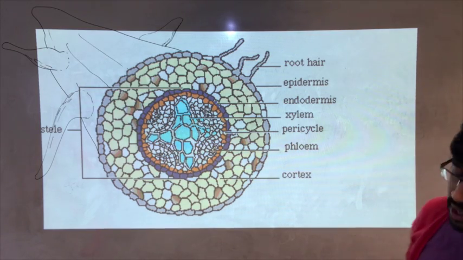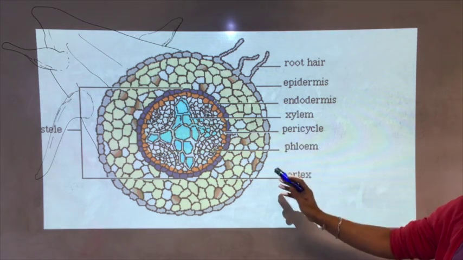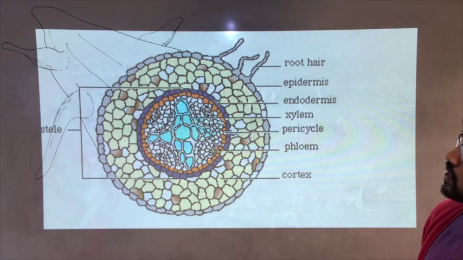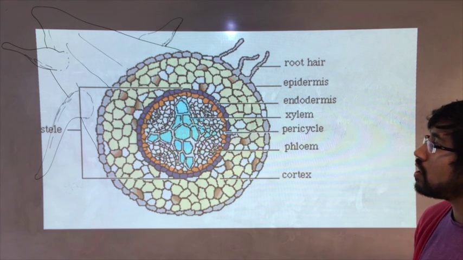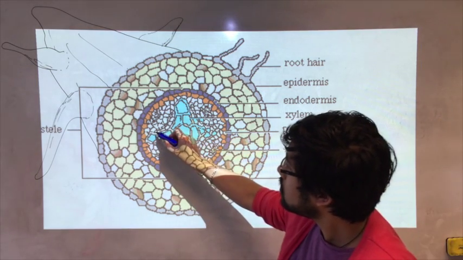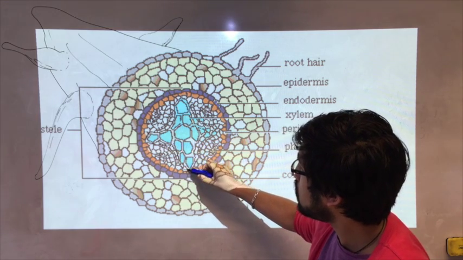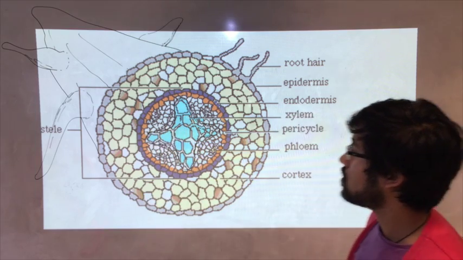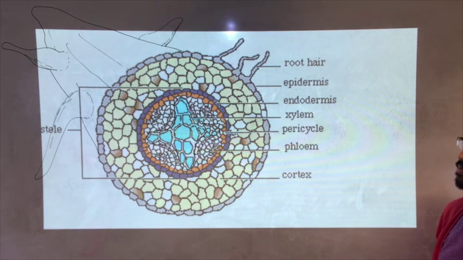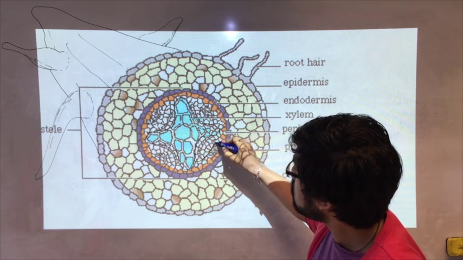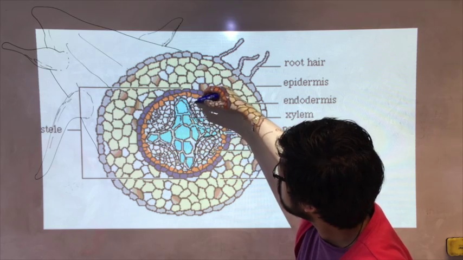Why I've started with this is some of these structures are going to be very important, and I'll be referring to them, and it's going to be helpful for you to have an idea of where those structures are when we are talking about them. So here is the xylem, appearing as a cross in the center of the root, and in between the arms of the cross, this is where you'll find the phloem.